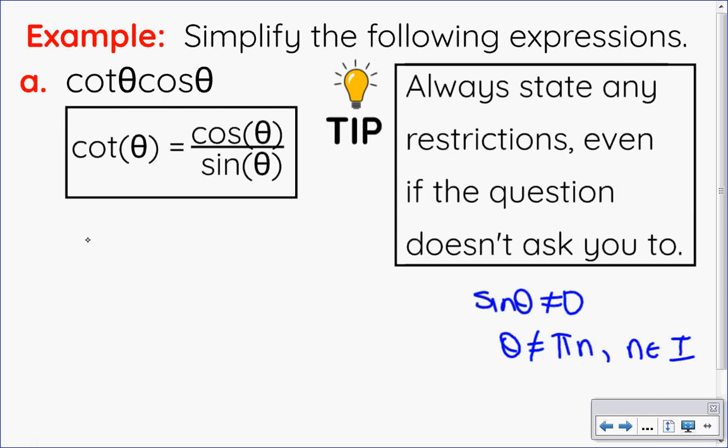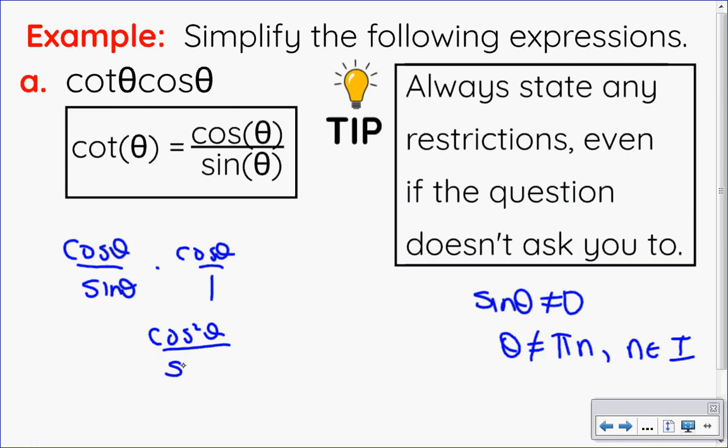So let's use our identity. I'm going to rewrite cotan as cos over sine and multiply that by cos, and I'll just put that over 1. So I have cos times cos, which is cos squared theta, all over sine times 1, which is sine theta. And there I have simplified it and stated my restrictions.